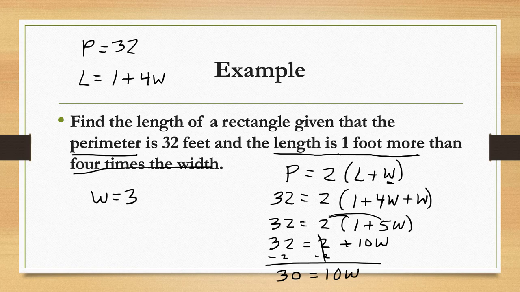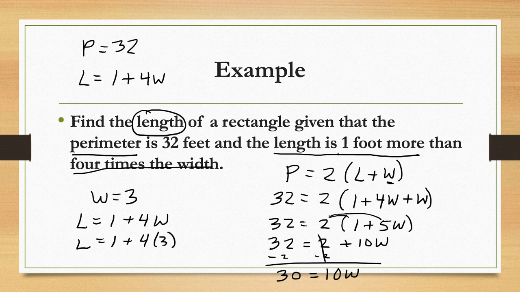Now we need to check back and realize that the problem is asking us to find the length. And so what we have now found is the width, but we do have an equation to use to find the length. So we know that the length is 1 plus 4 times the W. So in our case, that's going to be 1 plus 4 times 3. And so 1 plus 12 is going to give me a length of 13.